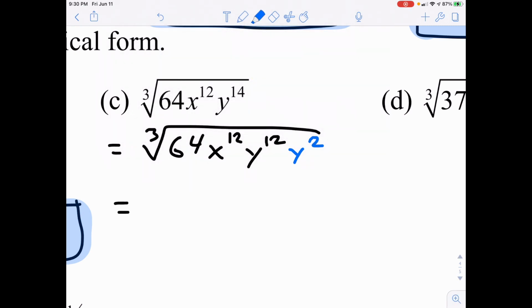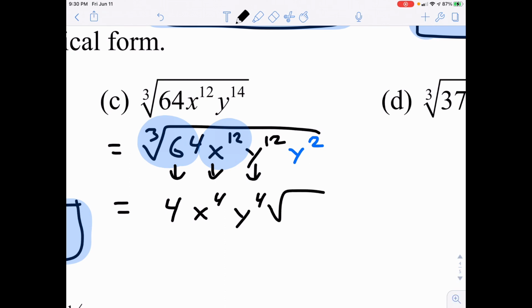Well, the cube root of 64 would be 4. The cube root of x to the 12 would be x to the 4th power. 12 divided by 3 is 4. The cube root of y to the 12th power would be y to the 4th power for the same reason. And then what's left under the radical is the cube root of y squared. We're done.